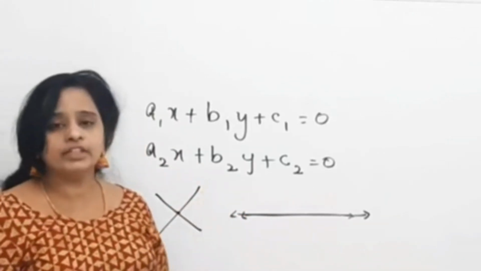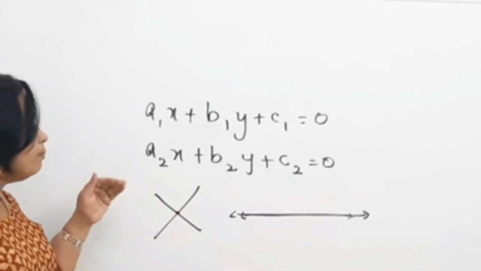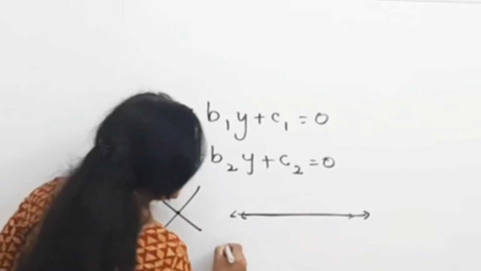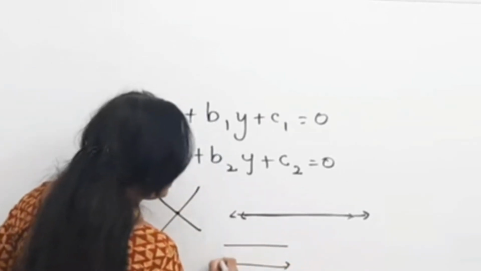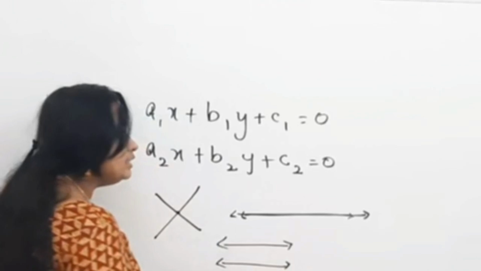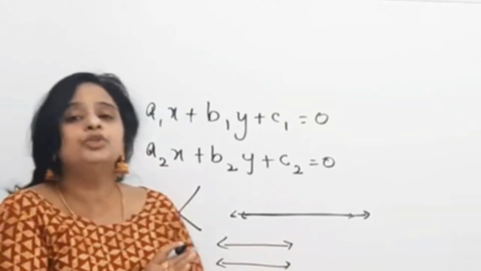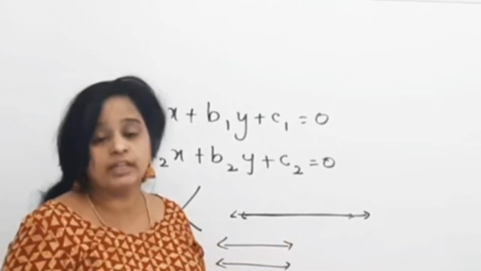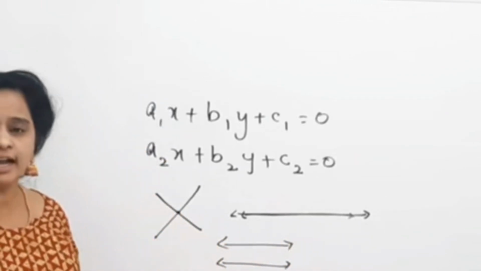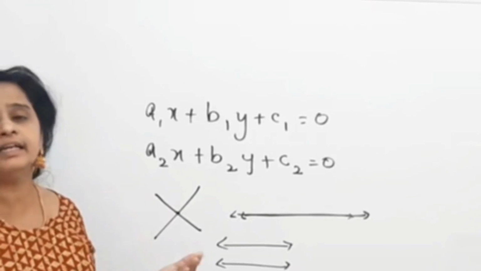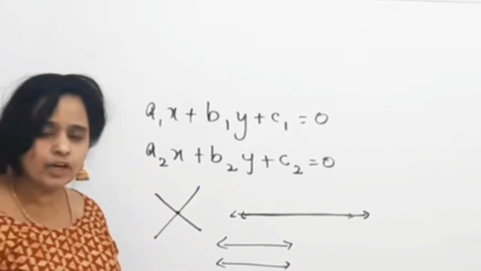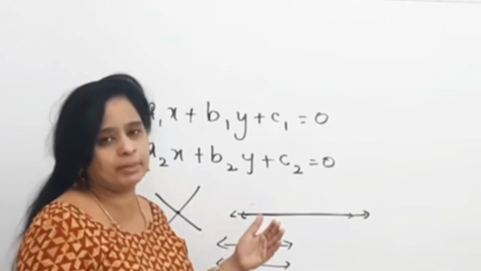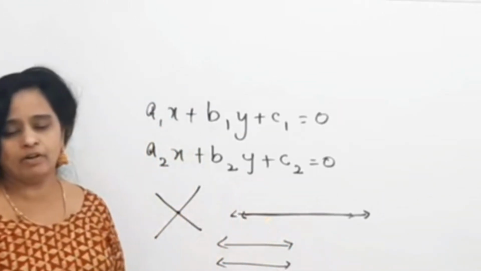But when you go for the other condition, a1 by a2 is equal to b1 by b2, not equal to c1 by c2, you get the graphical representation as parallel lines, where these two lines will never touch. That means they do not have x and y as the solution. That means they don't have a solution. This type of parallel lines, we call the inconsistent pair of linear equations. Hope this explains the algebraic representation of this pair of linear equations.